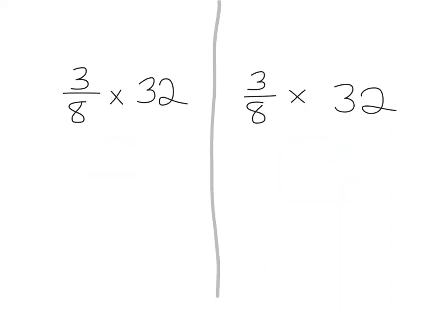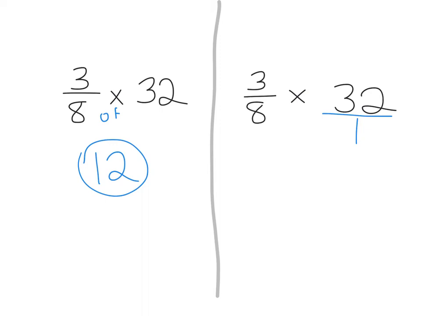Now on this slide, I have 3/8 times 32, which is the same as 3/8 of 32. Well, 1/8 of 32 is 4. So 3/8 of 32 is 3 sets of 4, which is 12. So I solved that one in my head. Over on the right side, we're going to solve it by multiplying. So we have 3/8 times 32. So I'm going to take this 32 and put it over 1, because that's the same as 32. 32 is equivalent to 32 over 1.